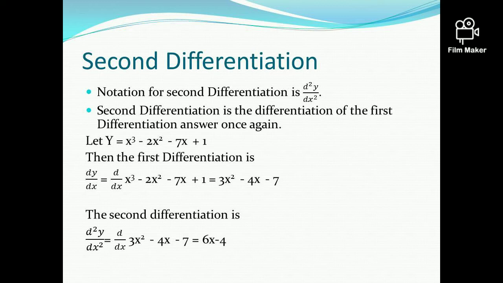That means if you differentiate 3x squared, the answer is 6x. Minus 4x differentiation is minus 4. Minus 7, just a constant, differentiation is 0. Therefore, the final answer turns out to be 6x minus 4.